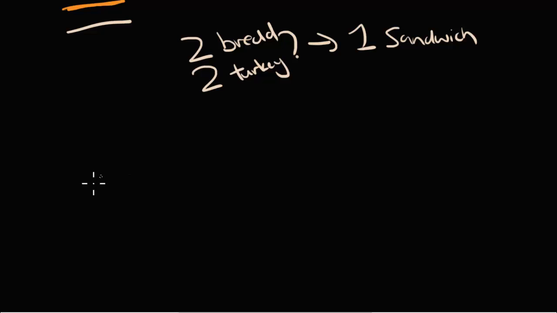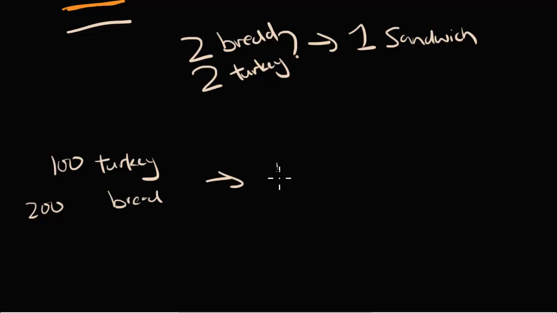So consider this. Let's say I have 100 slices of turkey, right? And I have 200 slices of bread. This can make me 100 sandwiches, right? This is a perfect match, 1-to-2 ratio, so 1-to-2-to-1, right? Now what happens if, let's say, I had 2,000 slices of bread, right? My turkey is still the same amount. Even though I had 10 times the amount of bread, I can still make 100 sandwiches, right?